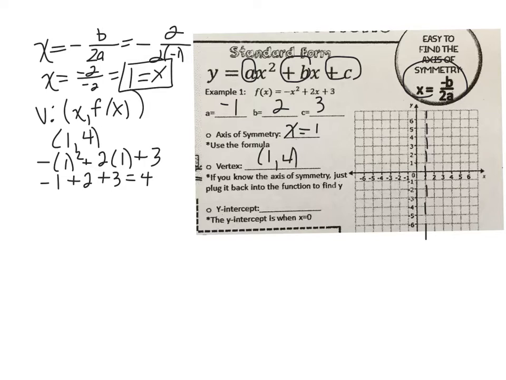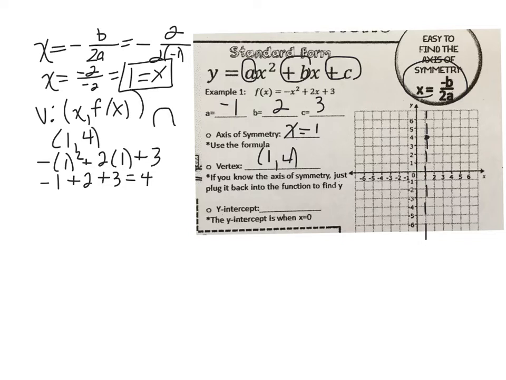So I'm going to go ahead and plot this. I'm going to go over 1, up 4. I'm going to plot my vertex, keeping in mind that my a value is negative, so I know that my parabola should end up opening down. Okay, so just kind of keep that in your head.